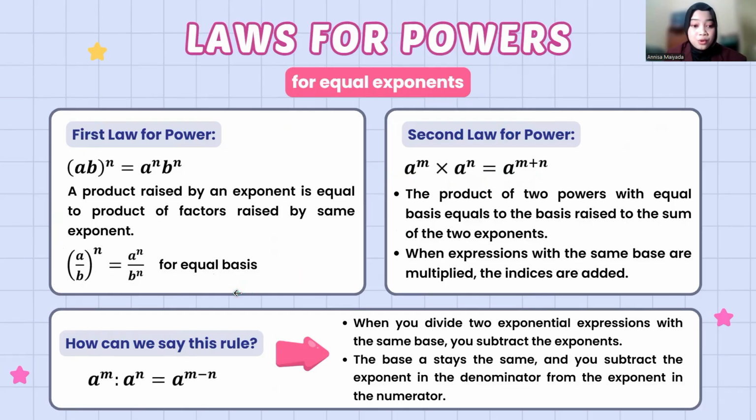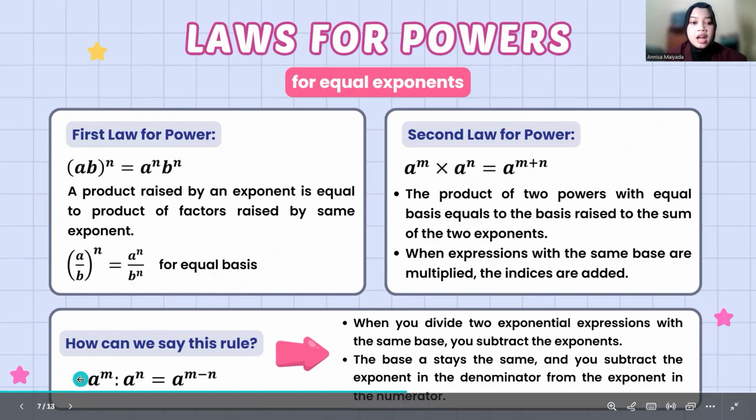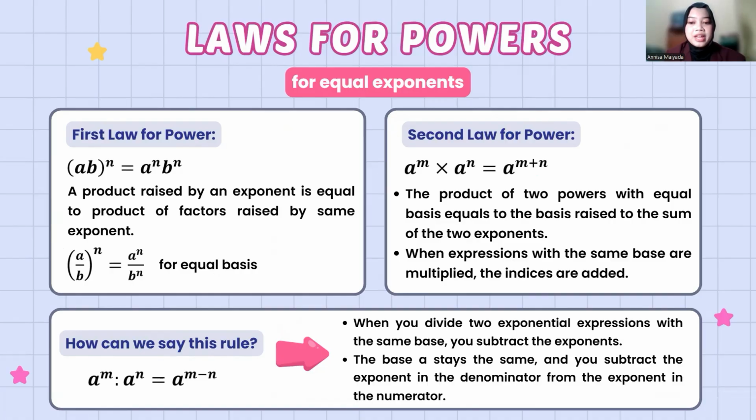How can we say this rule? This, A to the power of m over A to the power of n equals A to the power of m minus n. When you divide two exponential expressions with the same base, you subtract the exponent. The base stays the same, and you subtract the exponent in the denominator from the exponent in the numerator.